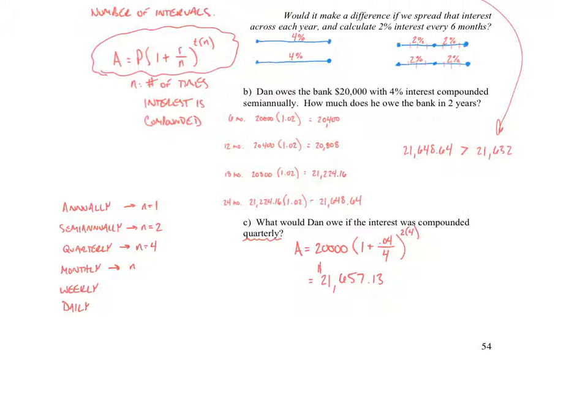Monthly is going to mean 12 because there are 12 months in a year. There are 52 weeks in a year. And there are 365 days in most years. So we'll say n equals 365 if we're referring to a daily amount of compounded interest.